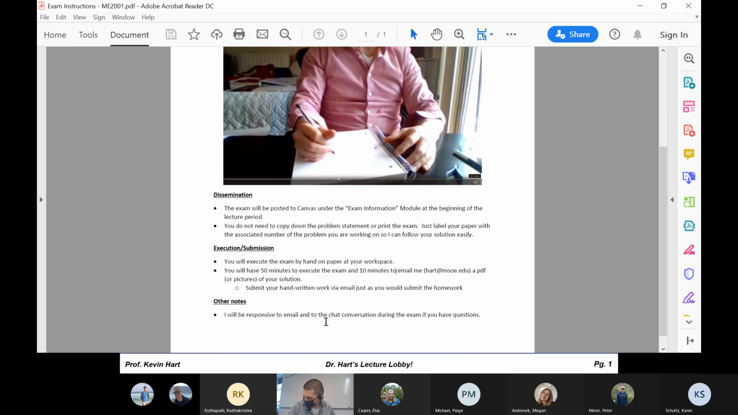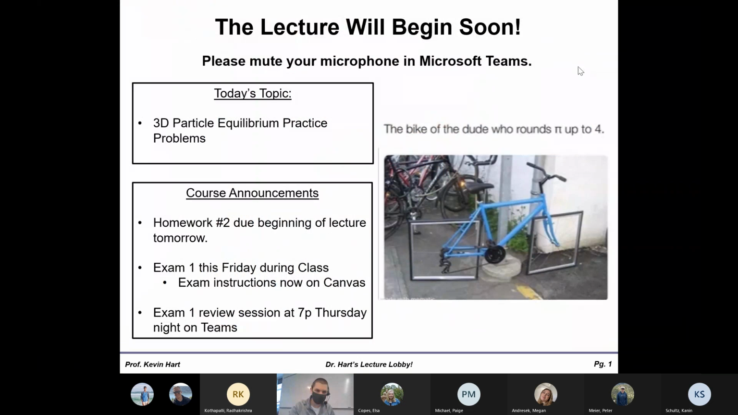I'll also be responsive to email and chat conversation during the exam time. These exam instructions have been posted on Canvas if you want to review them again in more detail, but I thought we'd just take a little bit of time to go over them now. I will not be here in this lecture hall on Friday. You can come to this lecture hall if you want to do your exam here. That's fine. But I will not be here on Friday. I'll be monitoring from my home.